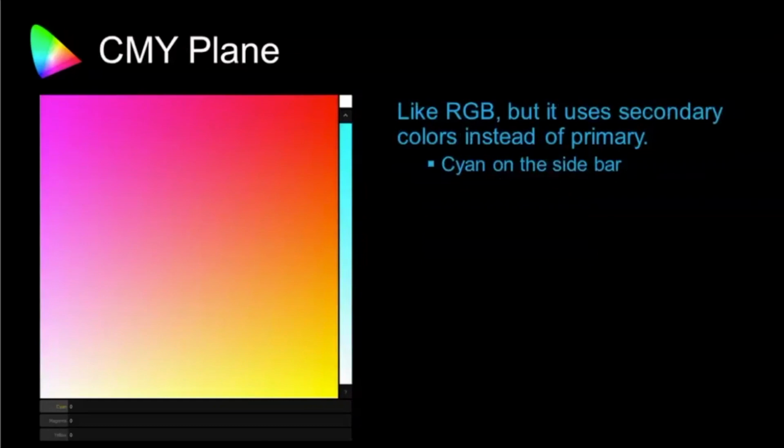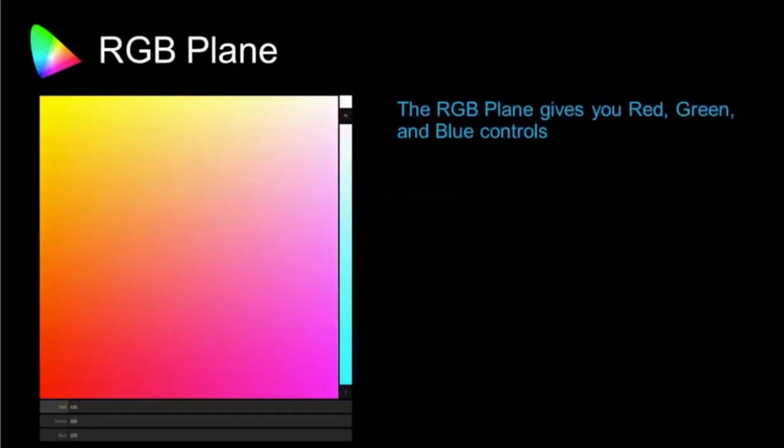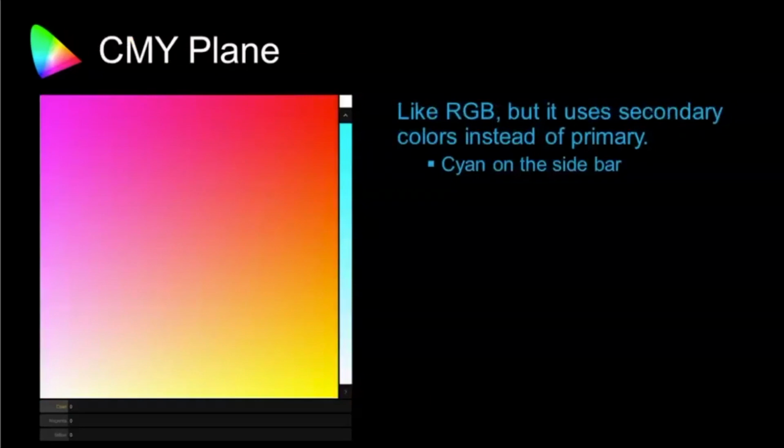RGB is very similar to CMY. I think the big thing, and I'll click back and forth here, is that they're sort of opposites of each other, right? RGB is your additive color, CMY is your subtractive. So they're similar in space, but you get different tools for them.